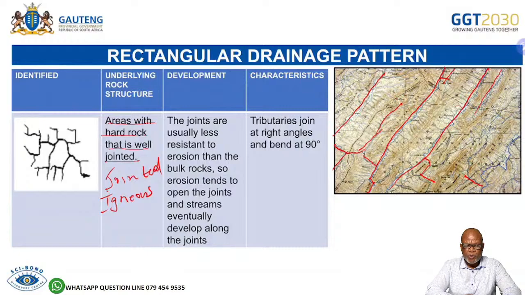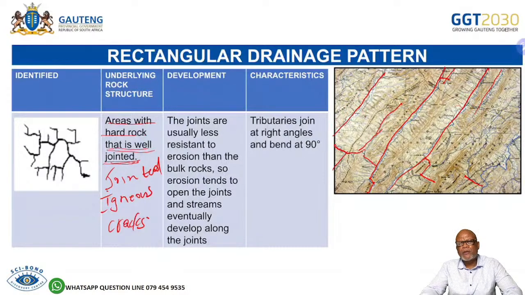So it is found where we have jointed igneous rock, or where we have rocks with joints or with cracks. So it can be joints, or you can also use the word cracks. Then development: the joints are usually less resistant to erosion than the bulk rocks. So the bulk rocks will not weather easily, but through the cracks, that is where water is going to flow. So erosion will tend to open the joints, and streams eventually develop along the joints.